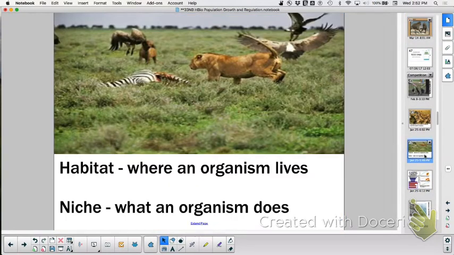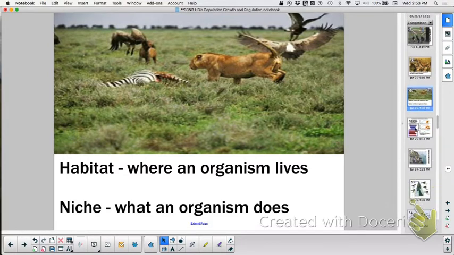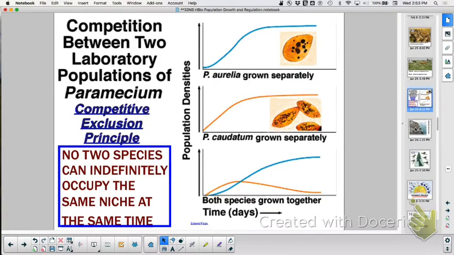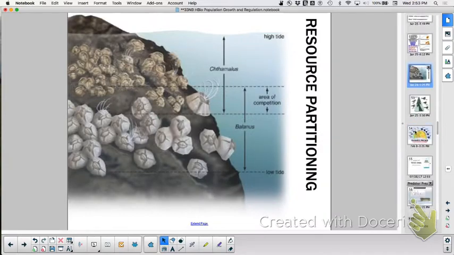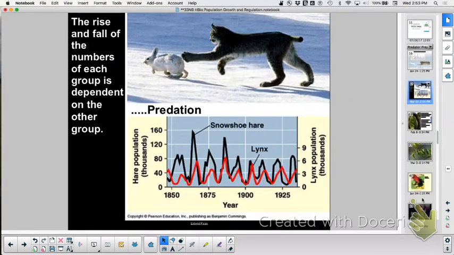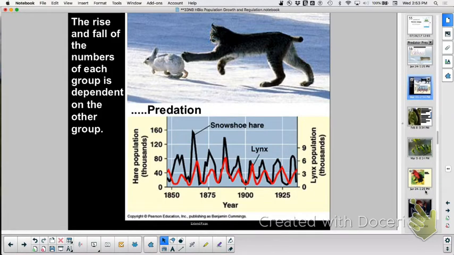We talked about habitat versus niche. Habitat is where you what? Live, and niche is what you do. And we know that no two species can occupy the exact same niche. What is that called? Competitive exclusion principle. What will happen to one of them? One of them will either die or you'll figure out a way to do what? Resource partitioning. And we talked about character displacement. We talked about predator-prey cycling, and coevolution.